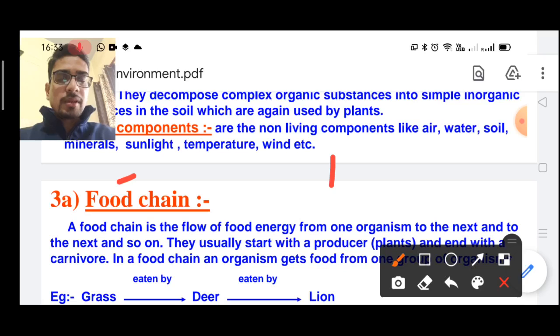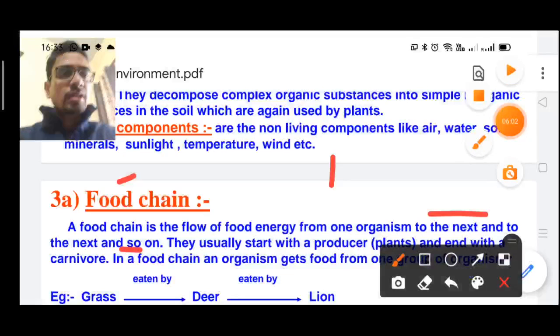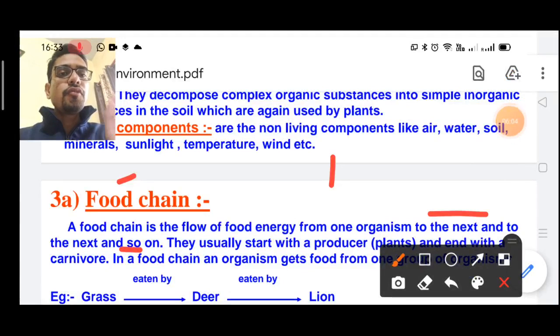For example, plants are eaten by herbivores, and herbivores may be eaten by carnivores. Okay, so food energy is transferred from plants to herbivores to carnivores. So a food chain is the flow of food energy from one organism to the next, and so on. Okay, and each level of the food chain is called a trophic level.